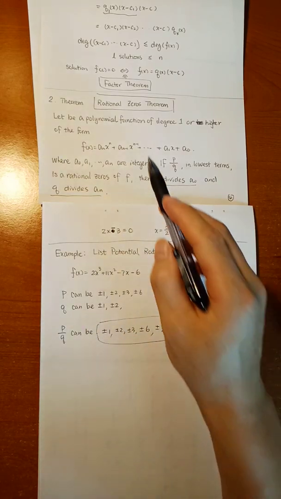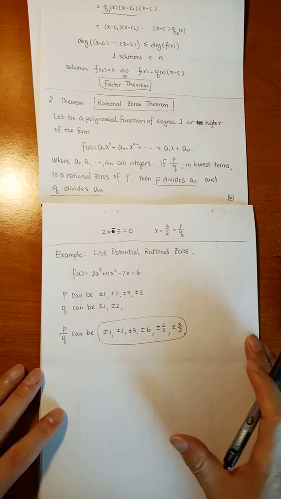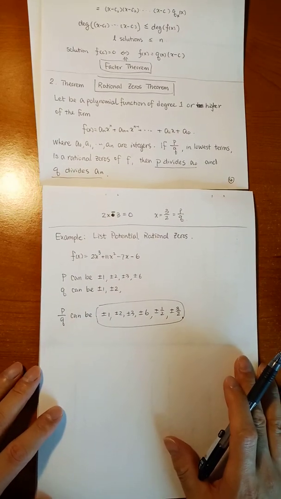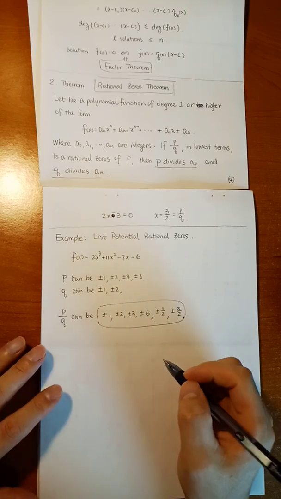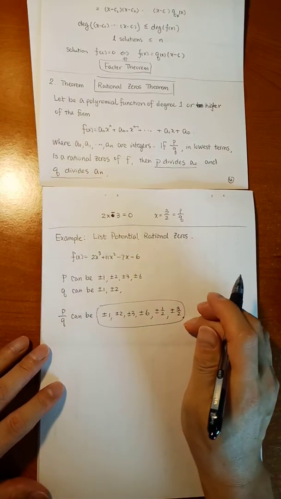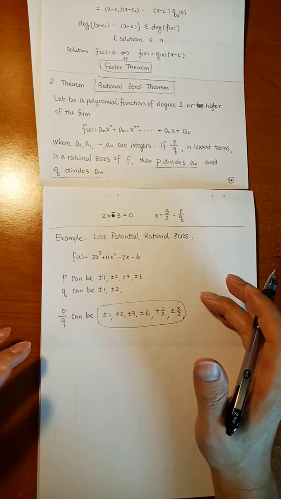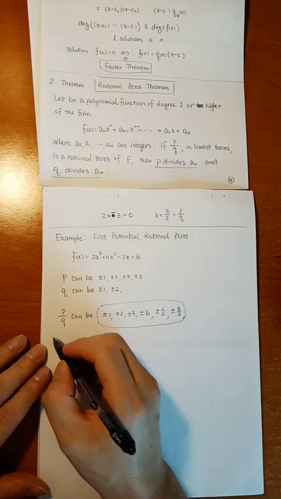And by the rational zero theorem, we have the list of the potential rational zeros. Okay, so that's the rational zero theorem. And now, when you have the candidates, what you can do is just try, test all the possibilities.